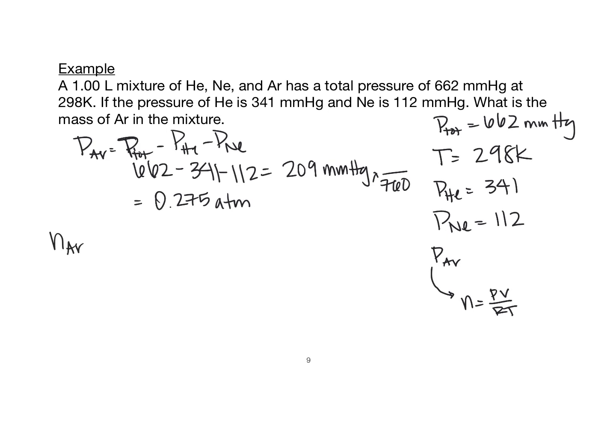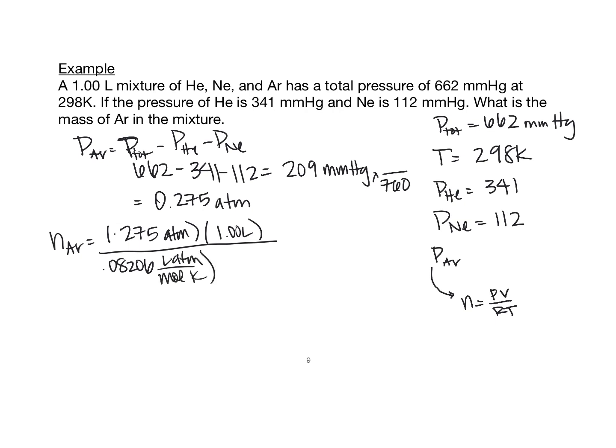So N of Ar is going to be equal to the pressure of 0.275 atmospheres, multiply the volume of 1 liter, and divide that by the R value of 0.08206 liters atmospheres per mole Kelvin, and multiply that by the temperature of 298 Kelvin. So we get a mole value of 0.01125 moles of argon. Now it asks for the mass, so we need to convert this into grams.